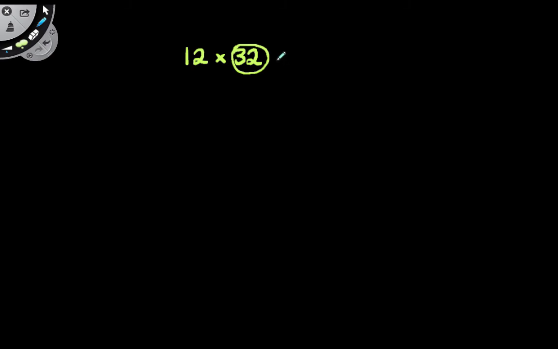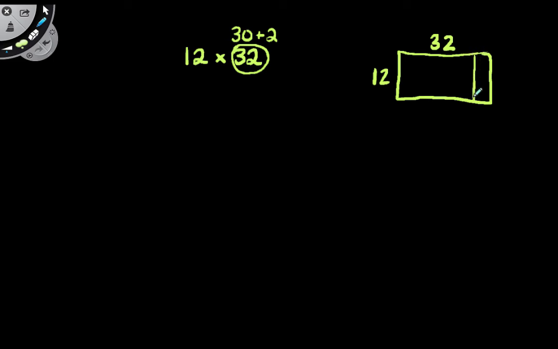We can break up the 32 into 30 plus 2. And if we made a model of that, that would be a rectangle or an array, and it would be a 12 by 32 rectangle. And if we wanted to split it up, we would just split it up into a 30 plus 2 rectangle. So we would have a 12. This part would be 30, and this would be the 2.